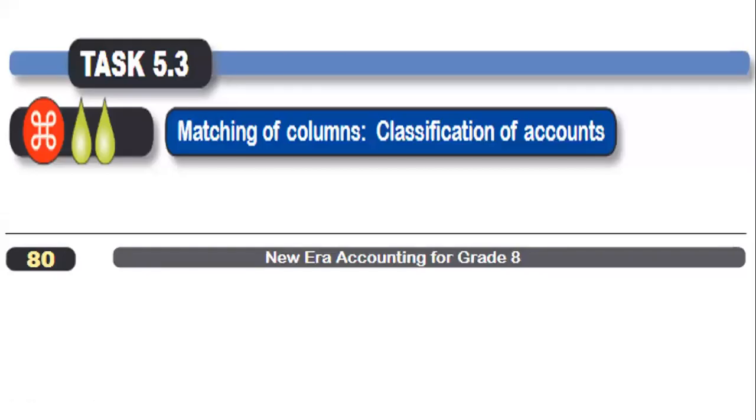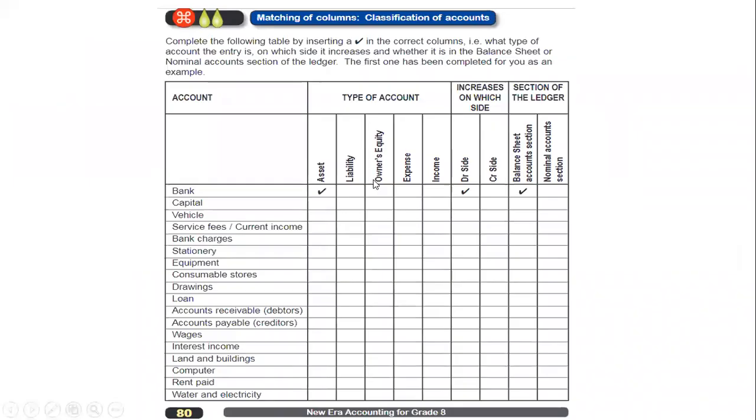Right, greetings, grade 8s. Welcome to our solution lesson where we are going to be discussing task 5.3, how we expected you to complete task 5.3, which is matching of columns, classification of accounts, page 80 of your textbooks. That is the textbook, the New Era Accounting for grade 8. Right, now let's go into the activity.